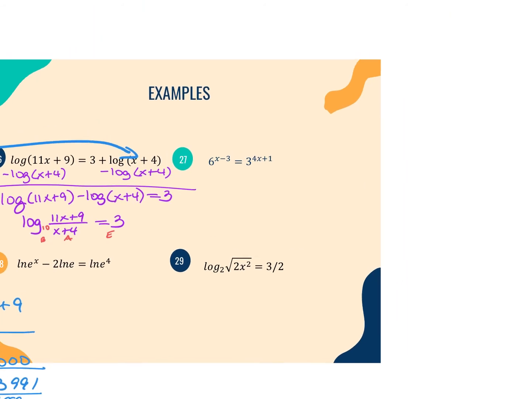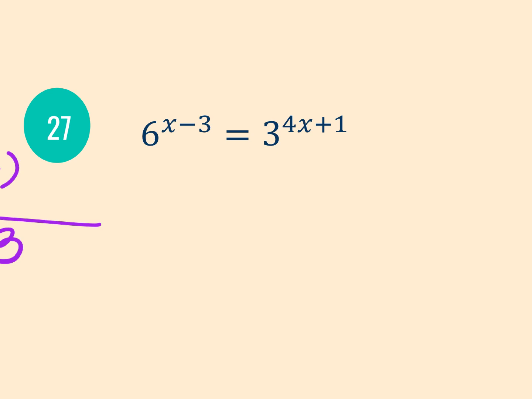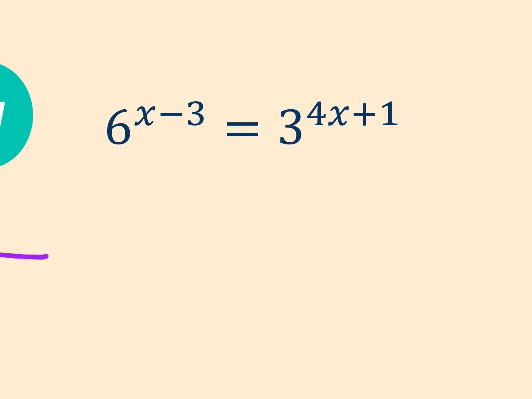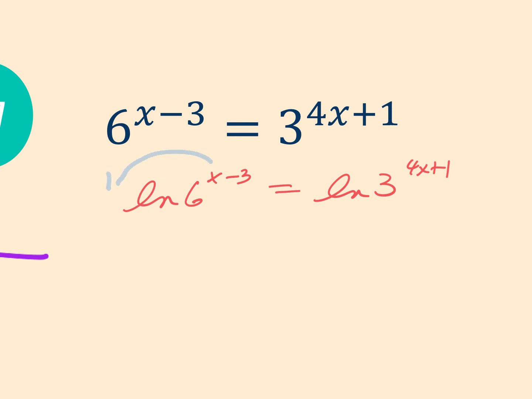The next one, notice they're both in exponential form. So because I can't change the base and make them both have the same base, I'm going to add in the word either log or ln. I'm going to add in ln to both. And then I'm going to use my power property. So I'm going to do the ln of 6 raised to the x minus 3, ln of 3 raised to the 4x plus 1. I'm now going to use my power property, and I'm going to take this power and pull it down to the front.